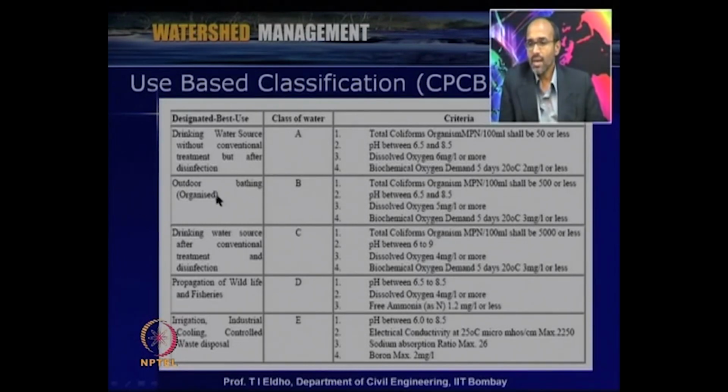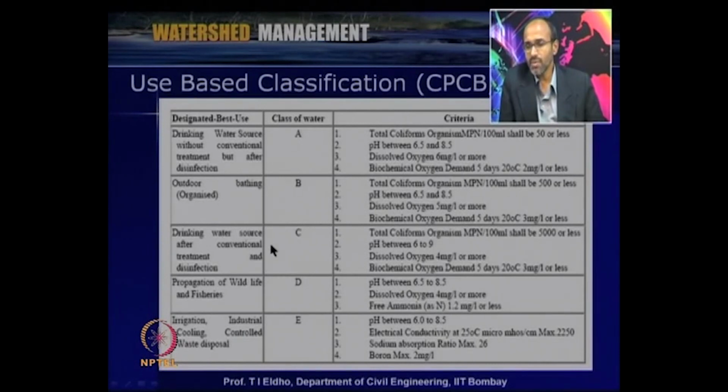Then class B is outdoor bathing. Here the criterion for total coliform organisms should be less than 500 per 100 ml of water, pH is the same 6.5 to 8.5, dissolved oxygen should be 5 milligram per liter or more, and BOD should be 3 milligram per liter or less. So, this is for class B, which is for outdoor bathing.